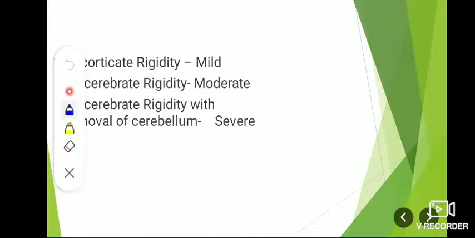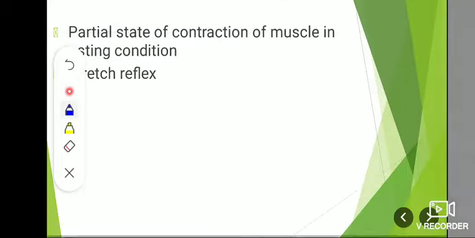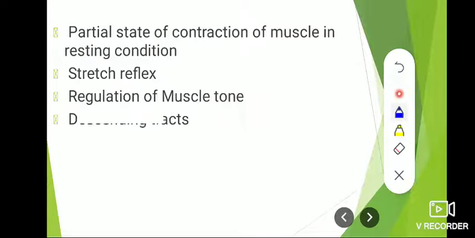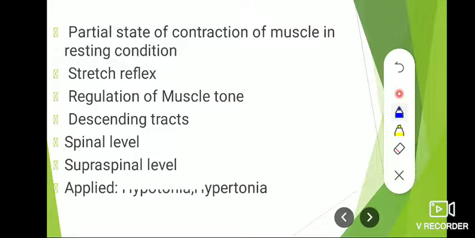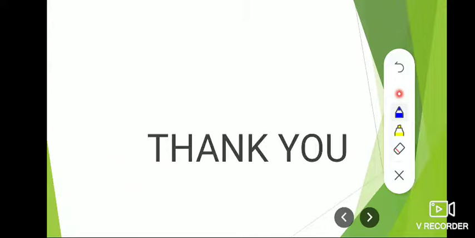So in decortication, rigidity is mild, decerebration is moderate, and ischemic decerebration is severe. So these are basically the three levels of supraspinal regulation of muscle tone. So in supraspinal regulation, the cortex, basal ganglion and cerebellum, all three are influencing the muscle tone. As for the applied aspect, hypotonia and hypertonia we have learned during our previous lectures. So this completes the physiology of muscle tone.